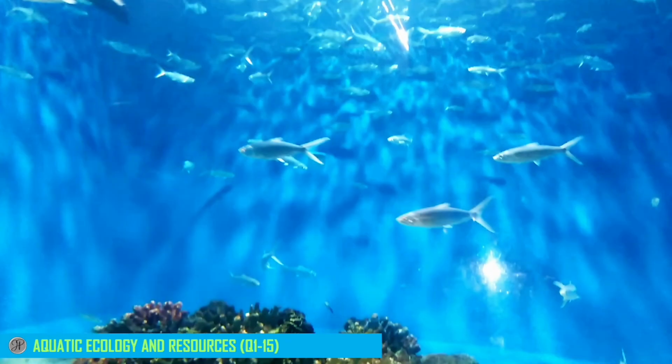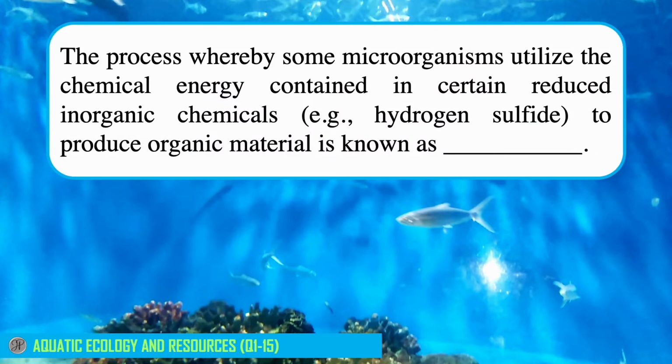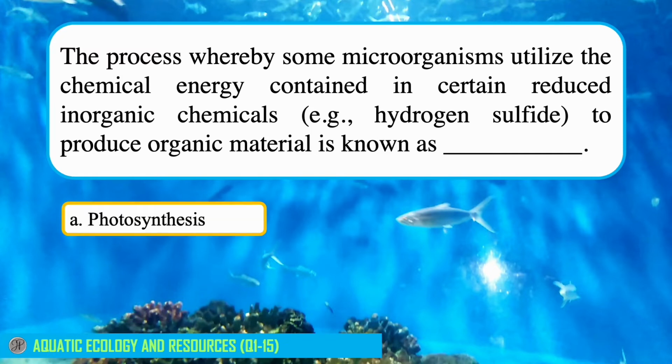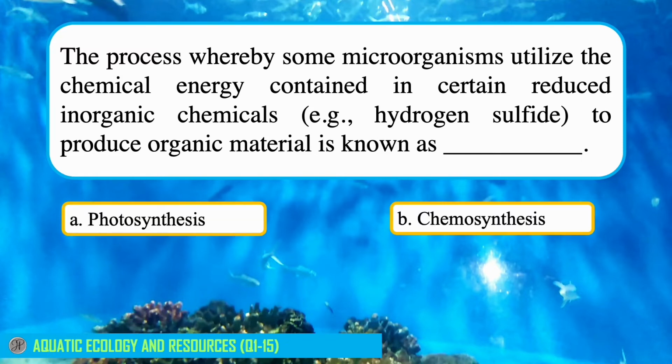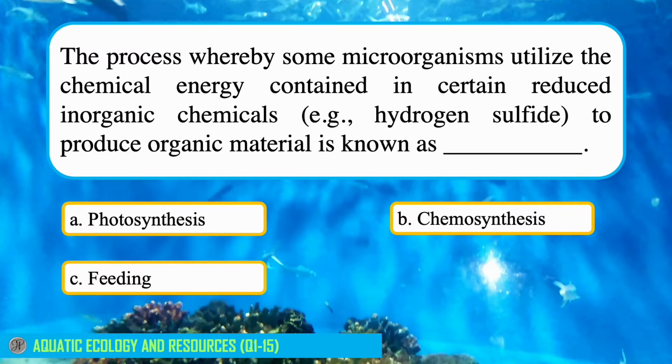Let's proceed with number 5. The process whereby some microorganisms utilize the chemical energy contained in certain reduced inorganic chemicals, for example, hydrogen sulfide, to produce organic material is known as blank. A. Photosynthesis. B. Chemosynthesis. C. Feeding. Or D. Dehydration.